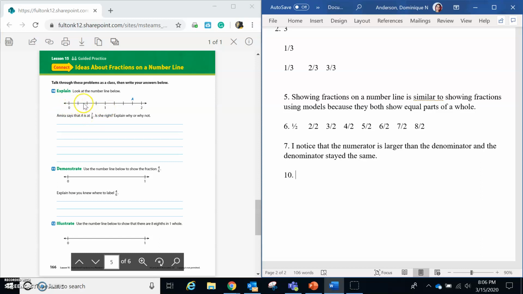So I have 1, 2, 3, 4. So how many equal parts do I have? I have 4 equal parts. So already we know she's not correct because she has a denominator of 8. So now I'm going to count. So I'm at 0. I'm going to go 1/4, 2/4, 3/4, 4/4, 5/4, 6/4, 7/4. So is she correct? No.